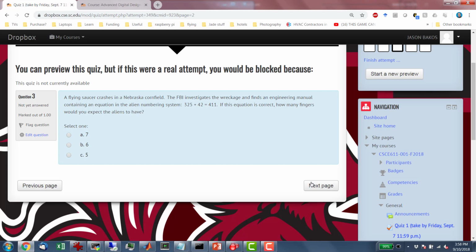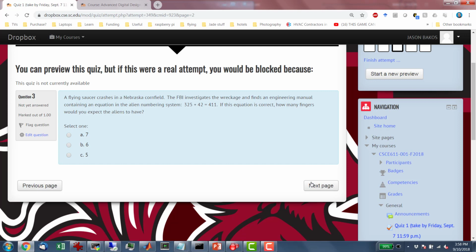This one implies that the reason why we have a base 10 system is because we have 10 fingers, right? So hopefully you caught that. So how many fingers do the aliens have? This one's kind of tricky.